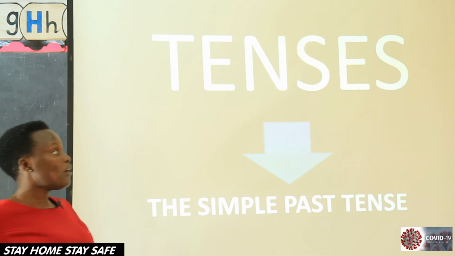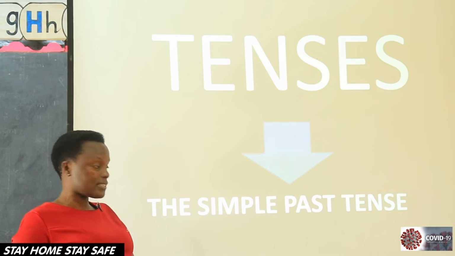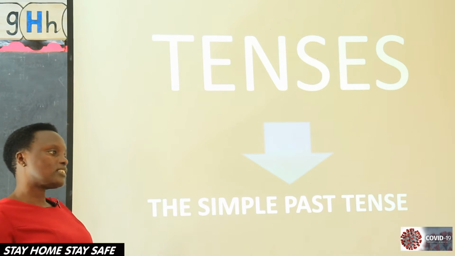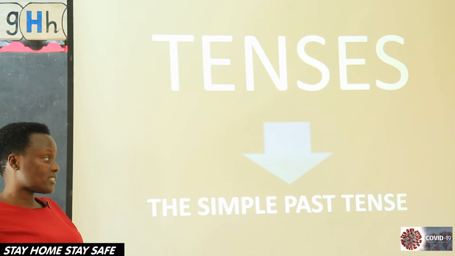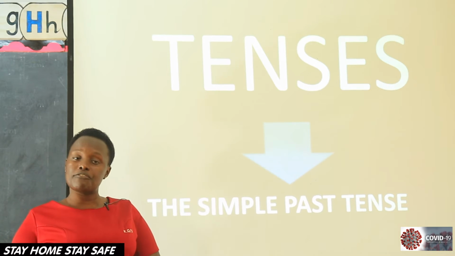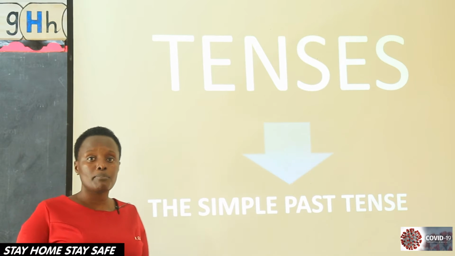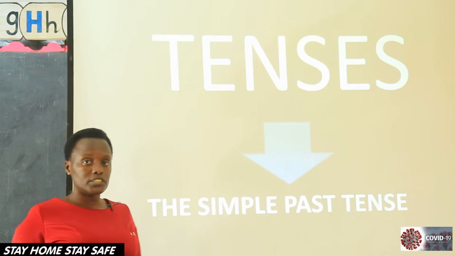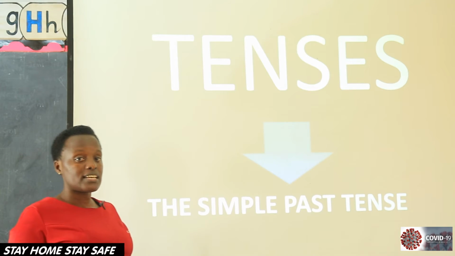So now we are still in tenses. We go to the past, the simple past tense. Last time we looked at the present tense. We looked at all the forms of the present tense. Now we are going on to the past tense. Also the past tense has 3 forms. We have the simple past tense, the past continuous, the past perfect and the past perfect continuous. But for us now, our focus is on the past tense.